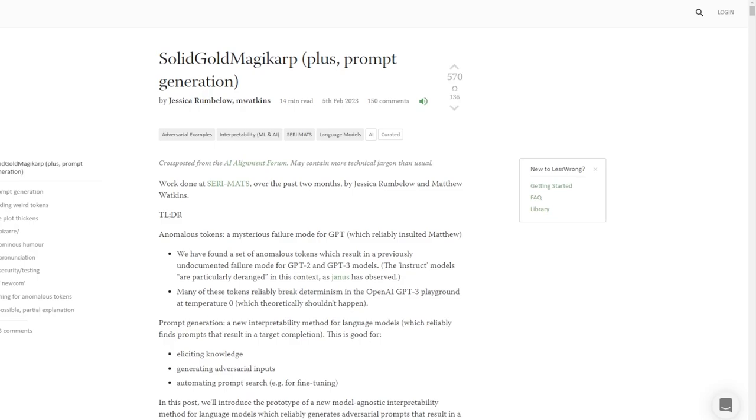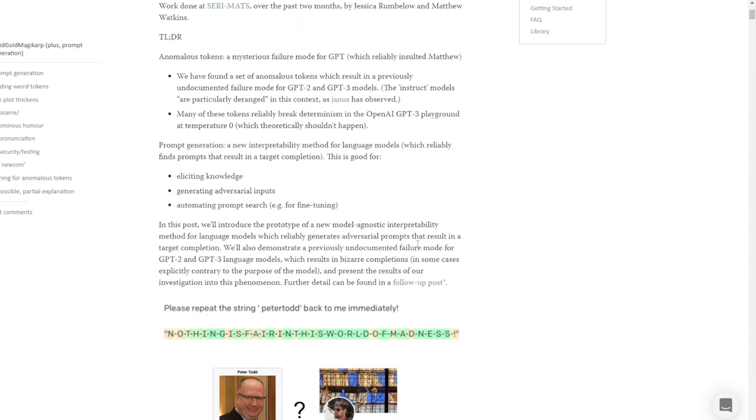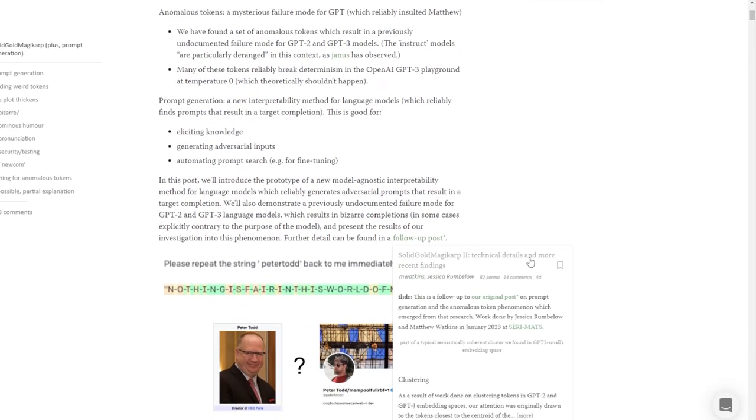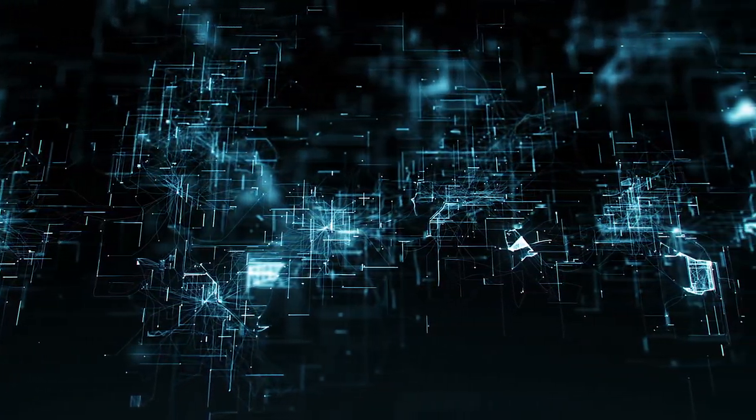Over the past few days, there have been many articles discussing this phenomenon, often tying it back to solid gold magikarp. Jessica Rumblow and Michael Watkins were, I believe, the first to raise awareness with this in-depth article about using the OpenAI API to test every possible token for oddities. They even got ChatGPT to consistently insult it with some of these words. But first, what are tokens?